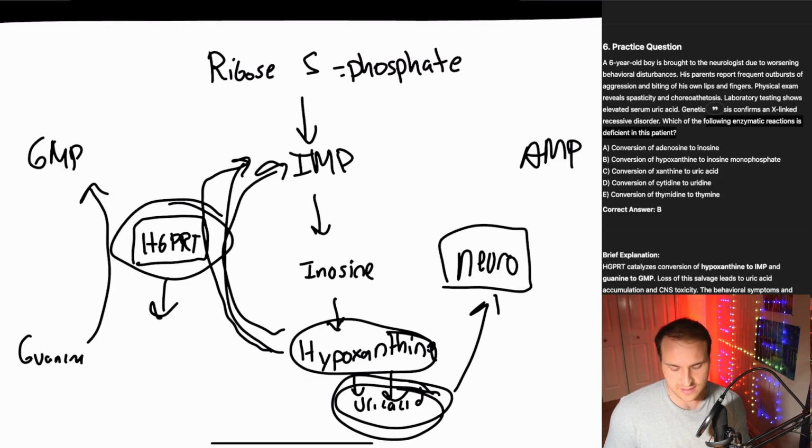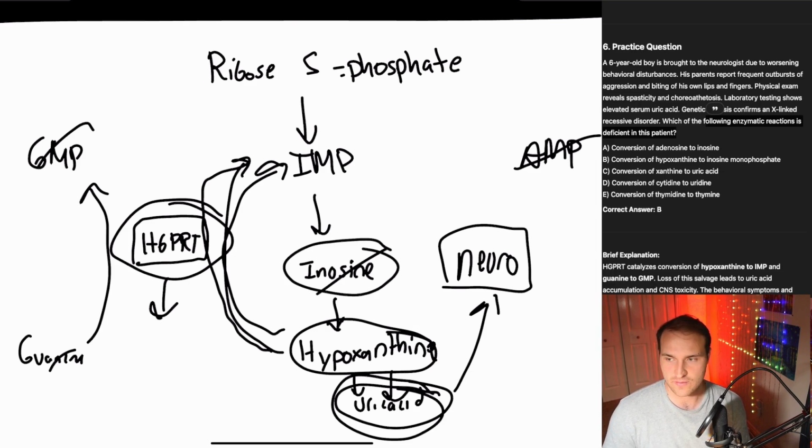So students can get caught up in the weeds of, oh my gosh, what's this? What's that? And fair enough. To answer this question, we do need to generally know what inosine is and how it's involved in this pathway. But more importantly, hypoxanthine is going to be involved in Lesch-Nyhan questions 9 out of 10 times. All right, so in this case, the correct answer is B, conversion of hypoxanthine to IMP.